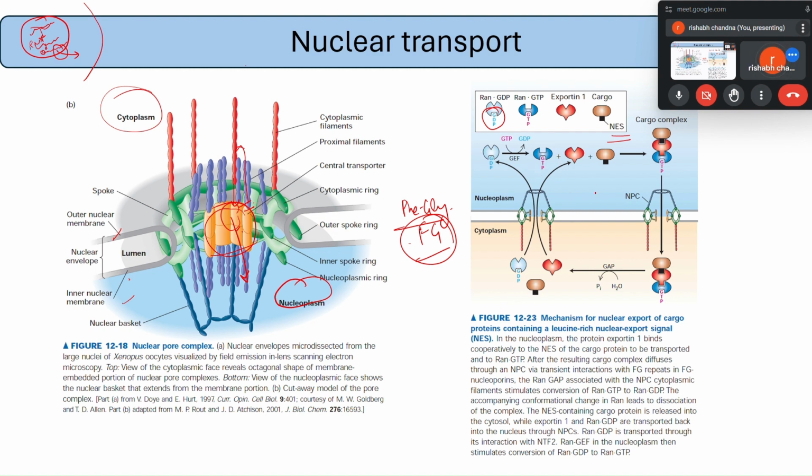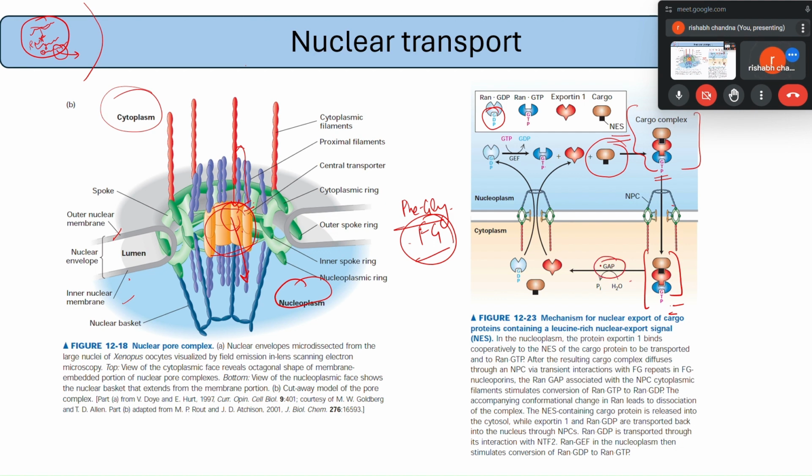Here in the nucleoplasm we have RAN-GTP. First RAN-GTP is formed, which binds to exportin 1 and the cargo that needs to be exported out. These three form a complex called the cargo complex that has a GTP. Now this interacts with the nuclear pore complex and transports it to the outside. After this export is done to the cytoplasm, now the guanine exchange factor comes.